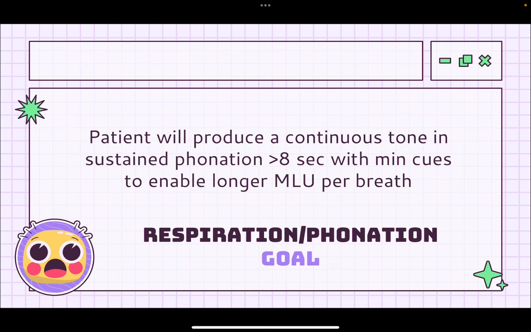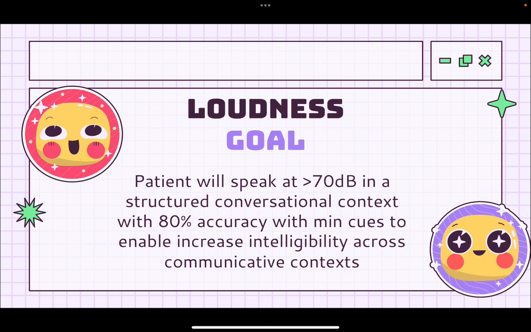You have to take into consideration what exactly we are targeting of this voice. For this particular one, respiration and phonation, you'll see that we're trying to get them to phonate for longer than 8 seconds with minimal cues. Again, not really identifying those cues, but what is the purpose? The purpose is to get longer mean length of utterance per breath. The structure of these goals will be a little bit different. If you're looking for loudness, we're looking to increase the decibels in a conversation.